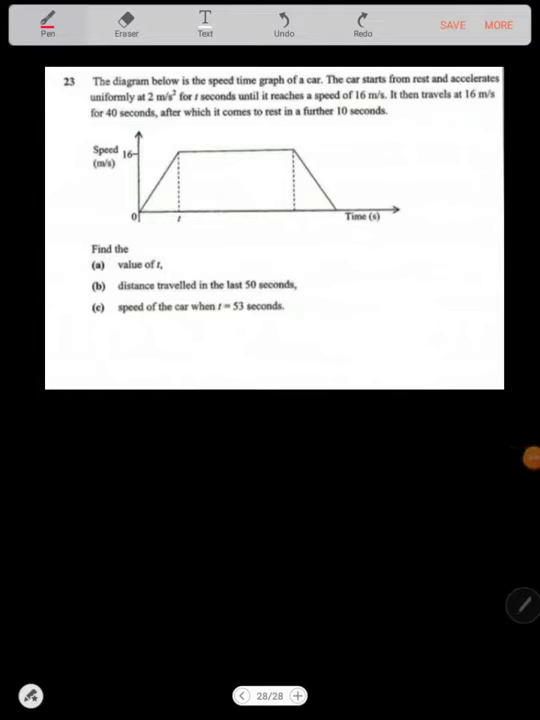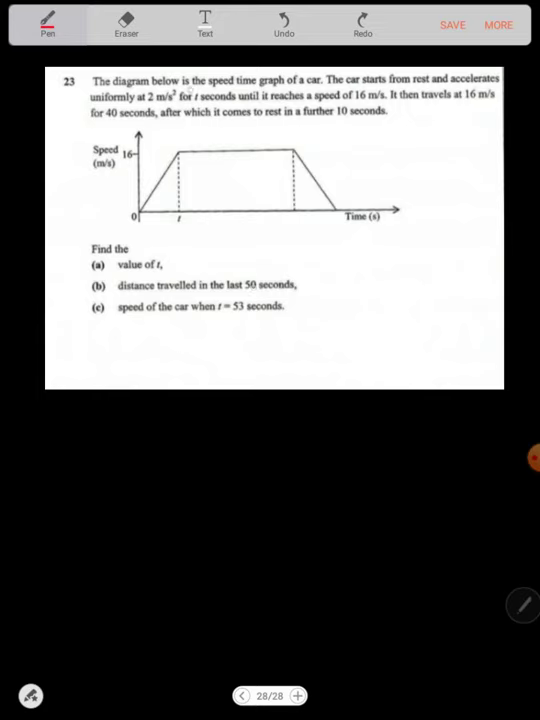Hello, welcome to this video. In this video, you'll be looking at travel graph in mathematics, where you are taught to find the speed of the car at a certain given time, which is not here.